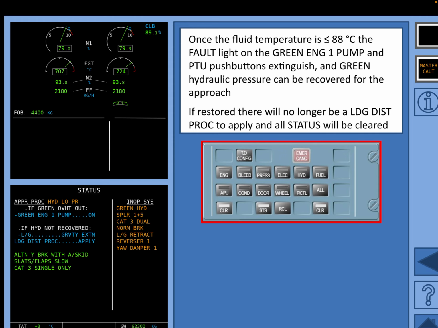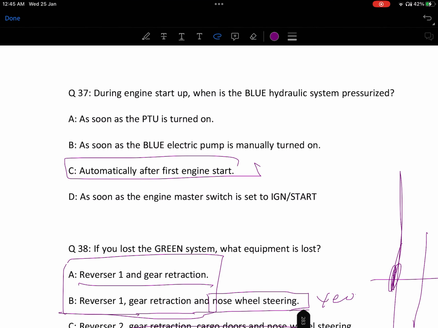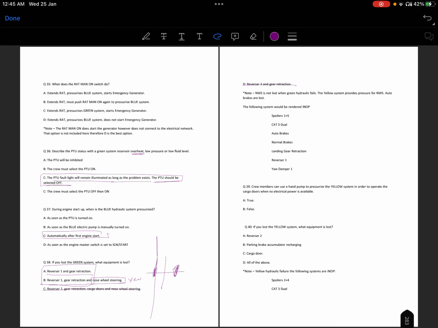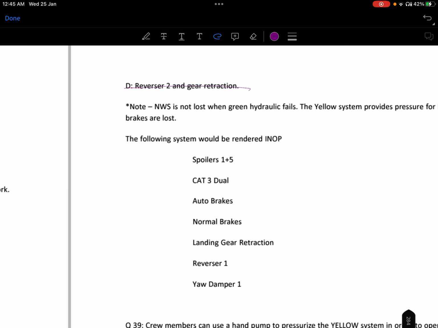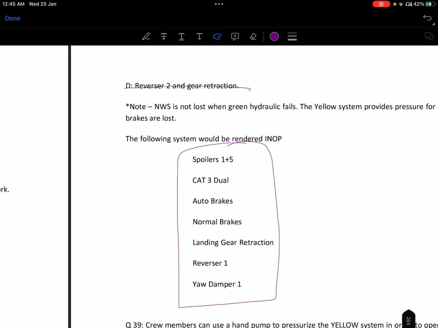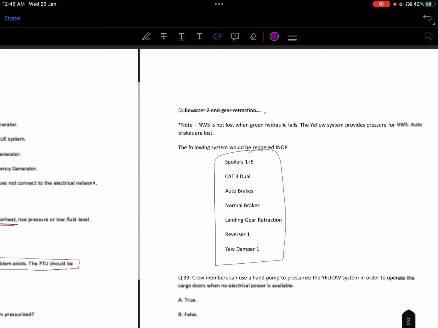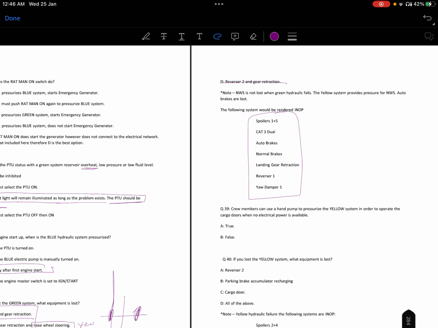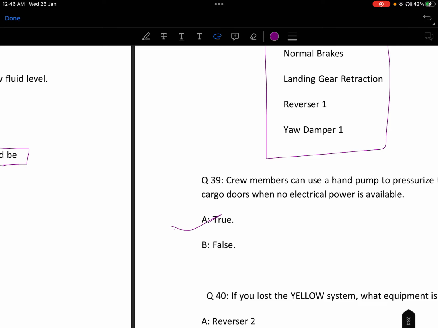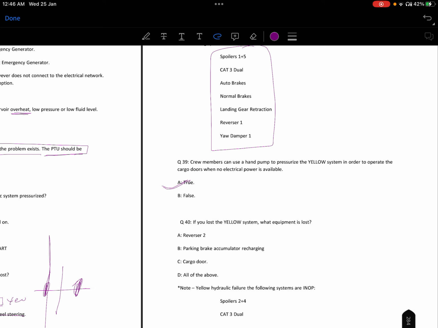Here is the list of inop systems, which is green hydraulic, spoiler 1 plus 5, category 3 dual, normal braking has been lost because the green system is off, landing gear retraction as inop, reversers of engine 1, yaw damper 1, right? So this is the list. Correct. This is the same list that was shown on that ECAM.